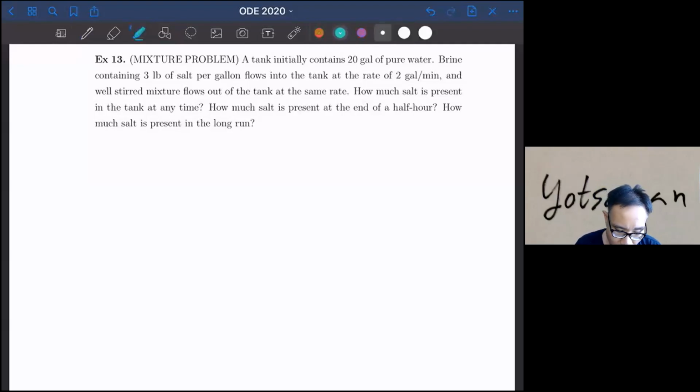You have to read the question and you may have to interpret it a little bit. This is the first sentence of the problem, so we can draw a picture with 20 gallons of pure water.